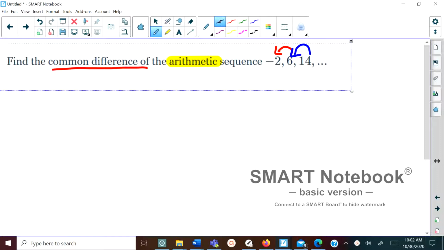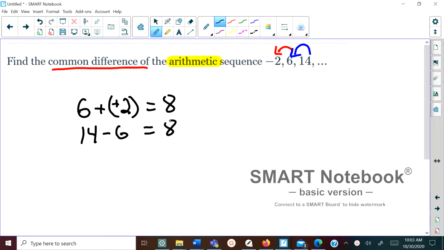So we're going to have our 6 and subtract it from a -2. And then 6 minus a -2, same sign, find the sum. You end up with 8. Alright, and now we're going to take the 14 and subtract it from the 6. It's the second minus the one before it, the third minus the one before it. Okay? 14 minus 6 also equals 8. So the common difference is 8.